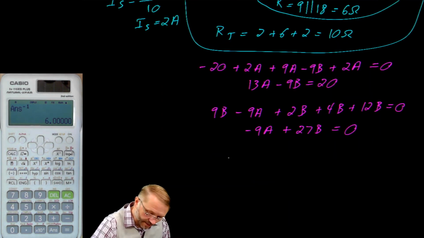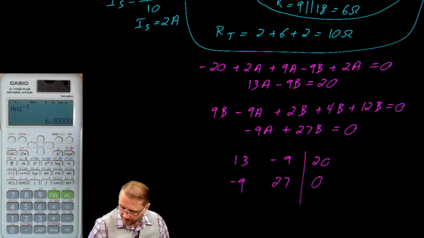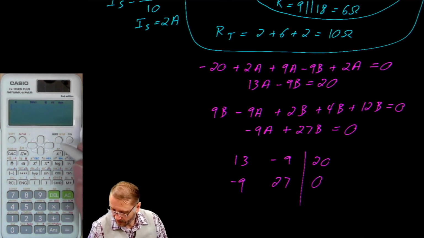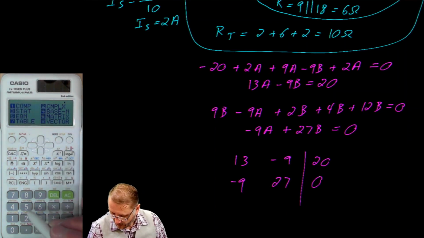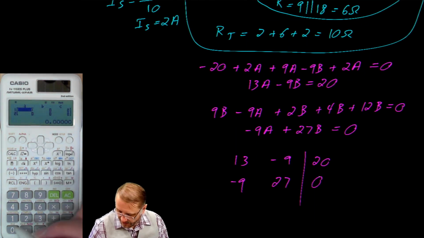You can put these into matrix form. 13, negative 9, 20, negative 9, 27, and 0. Go to our calculator, set up, equation, 1, and then enter the values. 13 equal, negative 9 equal, 20 equal, negative 9, 27, and 0.